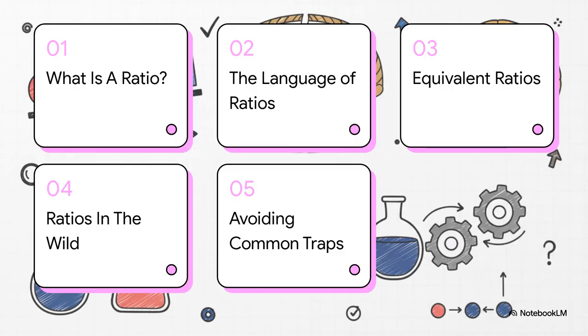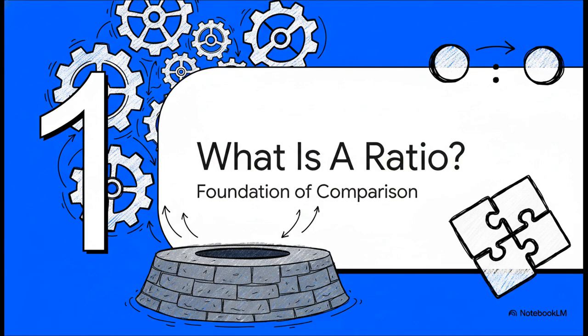So here's our game plan for this explainer. We'll start with the absolute basics, then we'll learn the language of ratios. After that, we're going to take our new skills out into the real world, and finally, I'll show you the number one trap people fall into so you can steer clear. Let's get into it. Okay, first things first, let's build that foundation.